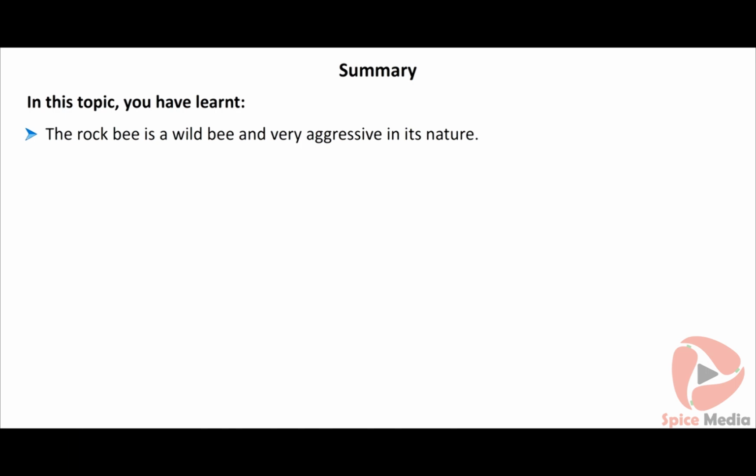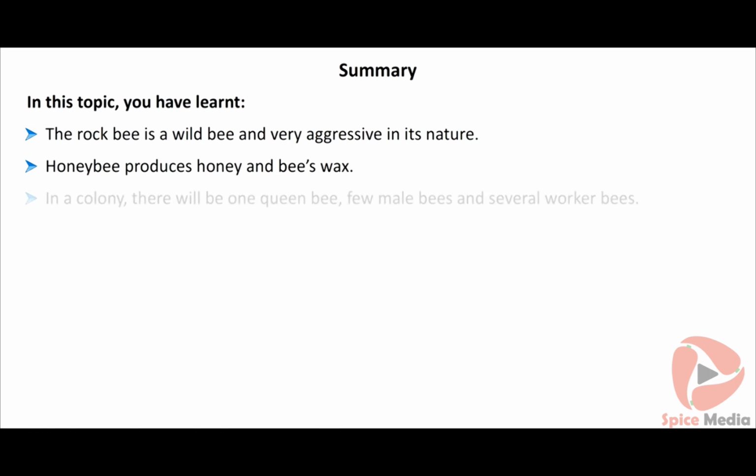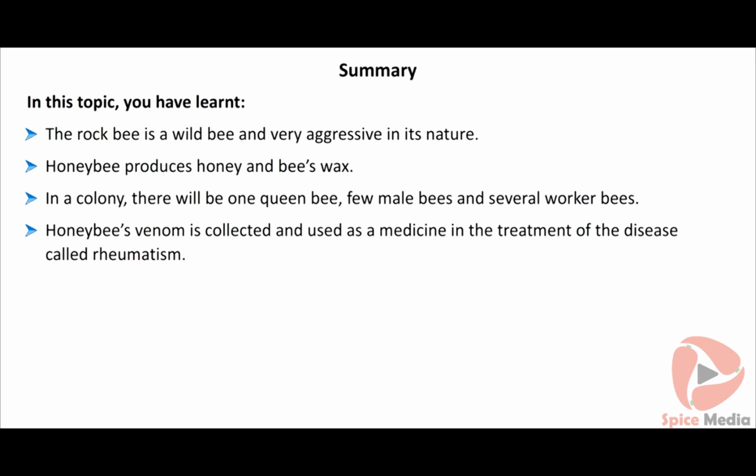in its nature. Honey bee produces honey and beeswax. In a colony, there will be 1 queen bee, few male bees, and several worker bees. Honeybee's venom is collected and used as a medicine in the treatment of the disease called rheumatism. Growing of bees is called apiculture.